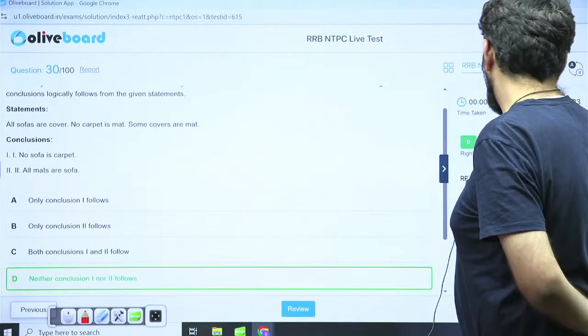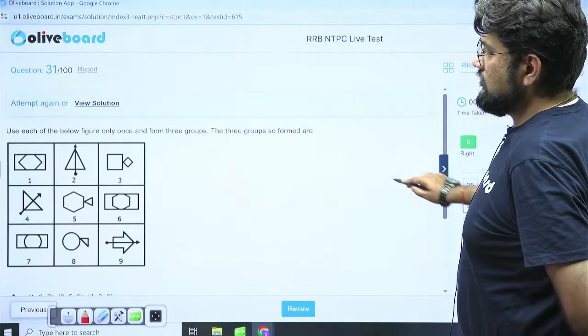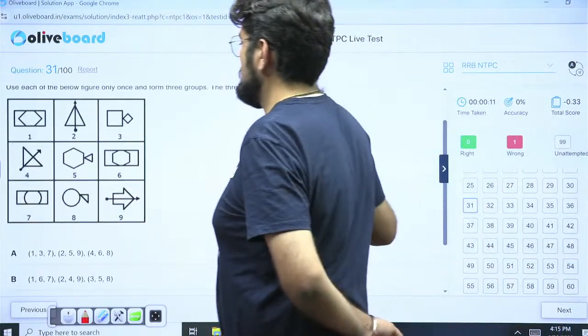Okay. Next. This is similarity or grouping based. Figure grouping.